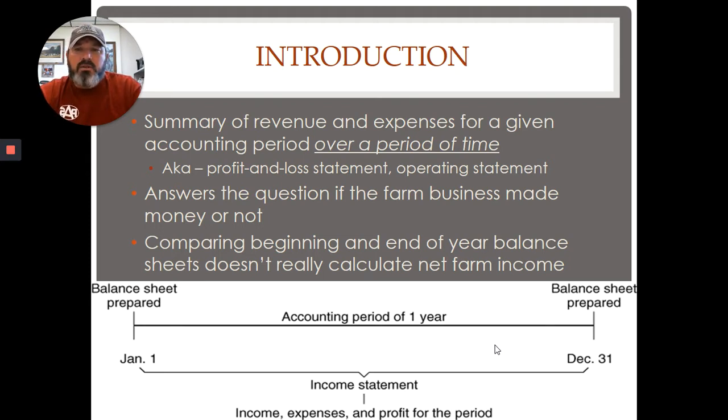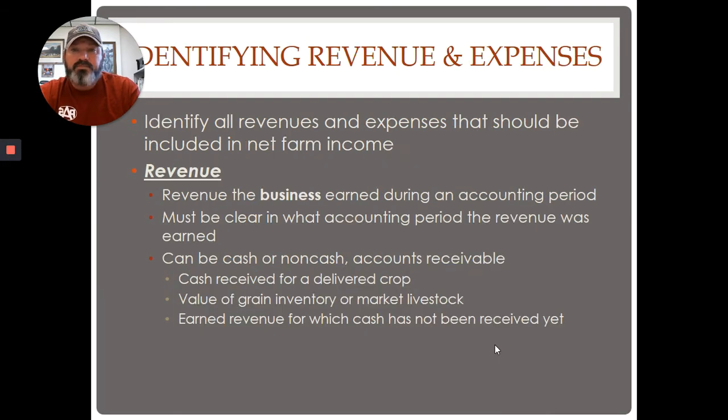Balance sheet doesn't really tell you that. That's where the income statement comes into play. So we're going to compare the beginning and year-end balance sheets, but that doesn't really calculate net farm income. At the bottom here, I have a little diagram or time flow sheet of an accounting period. It could be January 1 to December 1. We can compare balance sheets at both the start of the year and at the end of the year, which would give you some comparison. But an income statement does that all over that period of time, has income, expenses, and profit for that period.